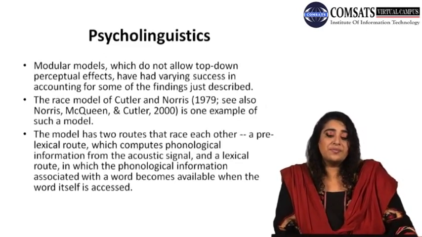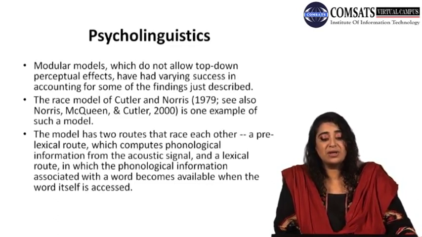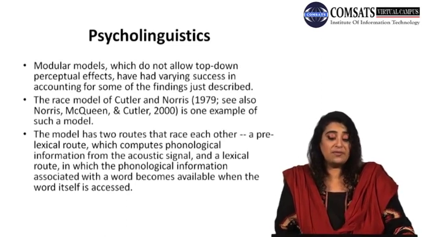Now, modular models, which do not allow top-down perceptual effects, have had varying success in accounting for some of the findings just described. The race model of Cutler and Norris, 1979, see also Norris, McQueen, and Cutler, 2000, is one example of such a model. The model has two routes that race each other: a pre-lexical route, which computes phonological information from the acoustic signal, and a lexical route.